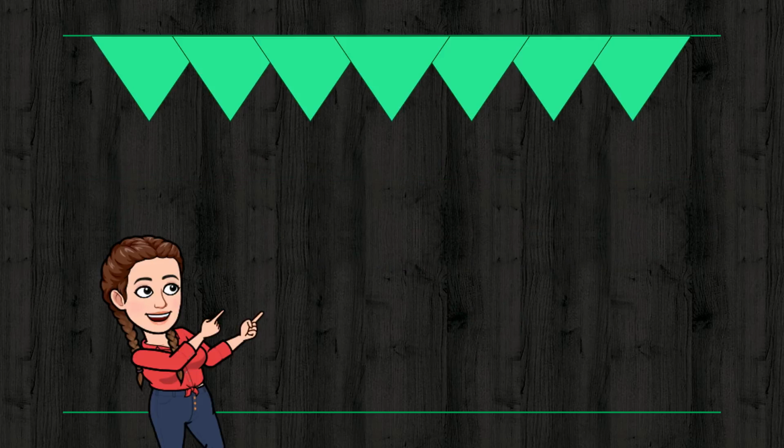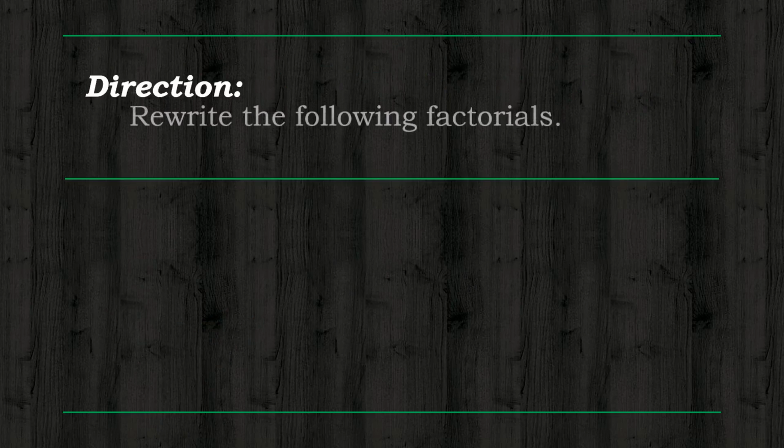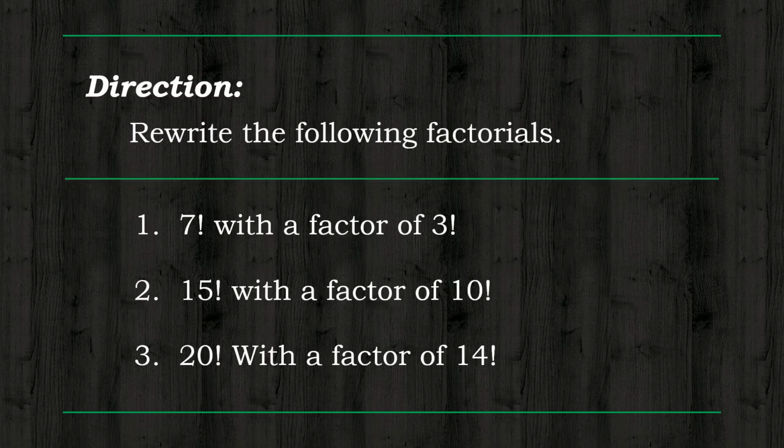Let us have a recap about the past lesson, factorial. I want you to rewrite the following factorials. 1. 7 factorial with a factor of 3 factorial. 2. 15 factorial with a factor of 10 factorial. And 3. 20 factorial with a factor of 14 factorial.